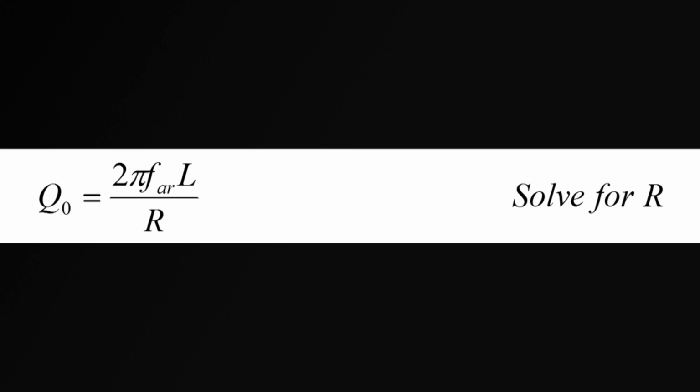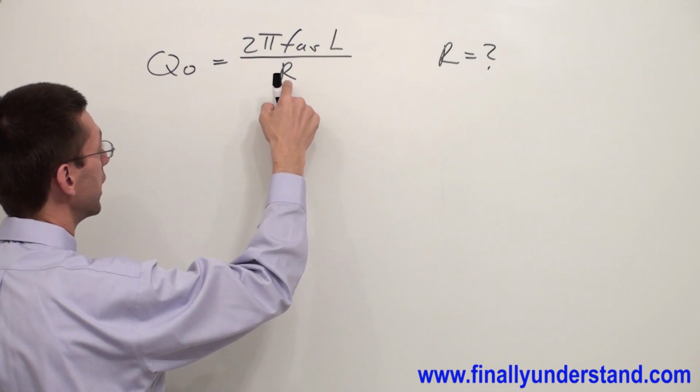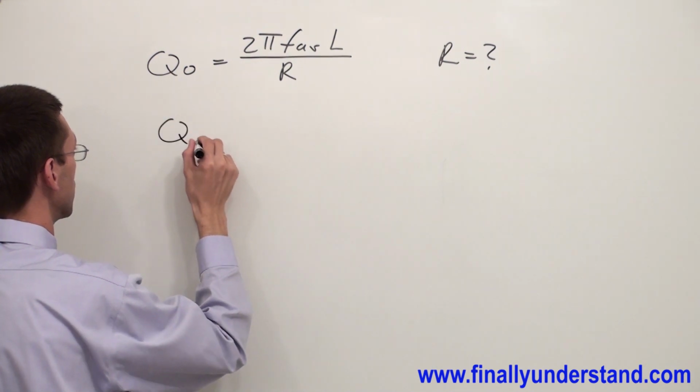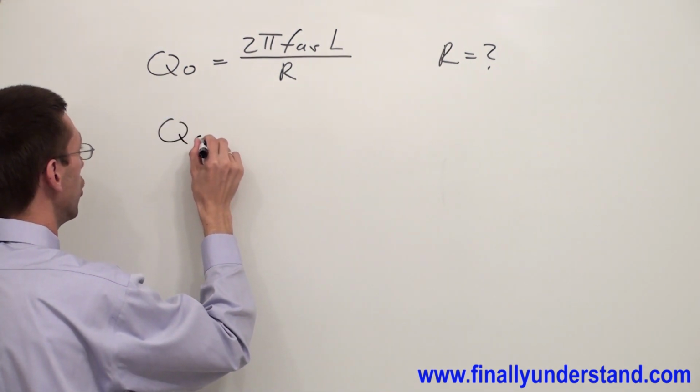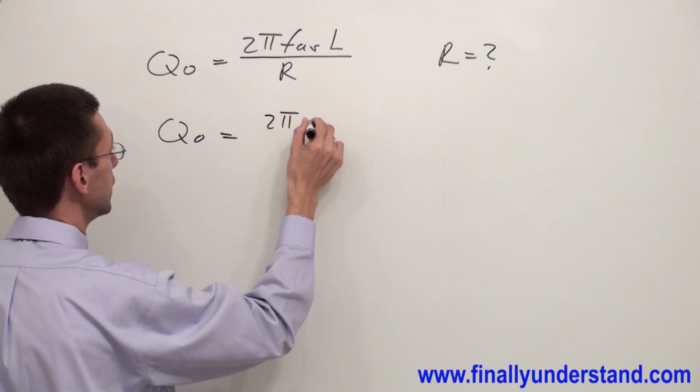We have to find r. R is part of the fraction, it's in the denominator. In order to find r, we have to eliminate the fraction. Remember, anytime we want to eliminate a fraction, we always multiply both sides of the equation by the denominator.